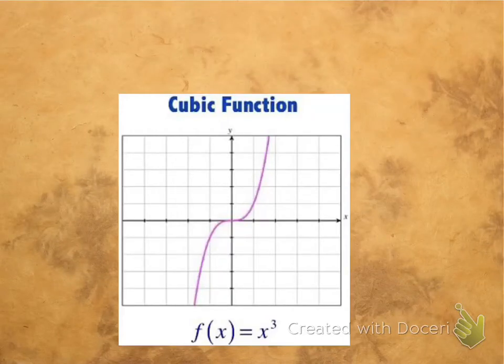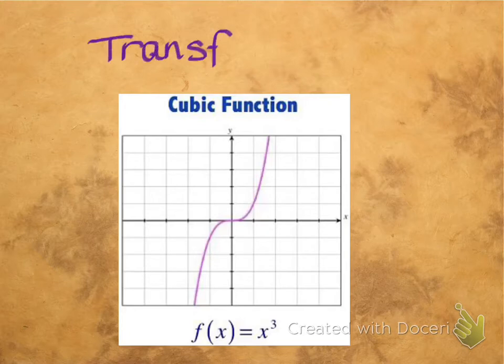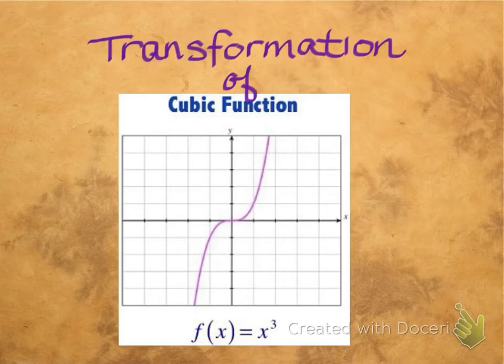Okay, so today we're looking at cubic functions, the transformation. You can see the basic parent function of a cubic function. It goes through 0, 0, and it goes up 1 over 1. That's the basic parent function. All transformations of cubic functions will be a change in this basic graph.